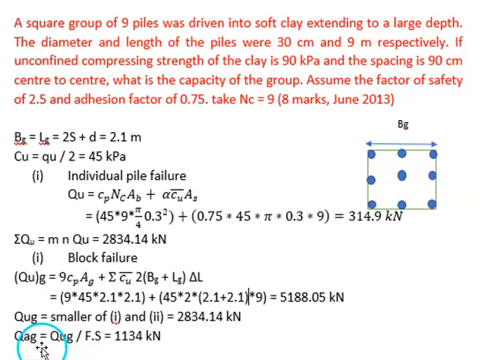So to estimate the allowable load bearing capacity of the pile group, we have to divide this ultimate load carrying capacity by the factor of safety. So ultimate load carrying capacity divided by factor of safety, which is given as 2.5, we will be getting the allowable load on the pile group.